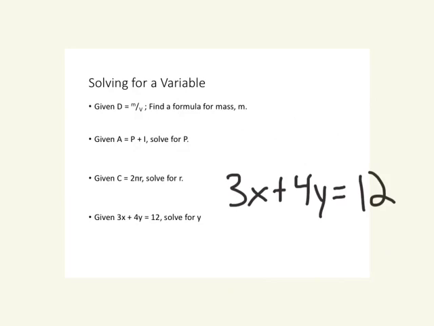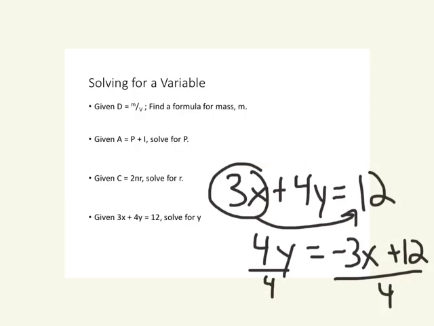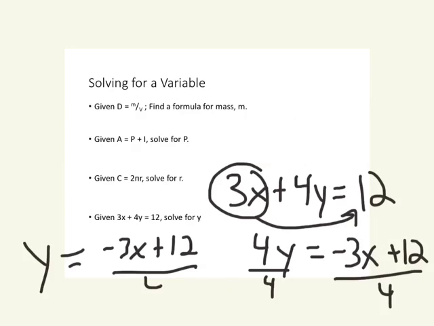So to get y by itself, I'm going to take the 3x and move it over. So now I have 4y equals negative 3x, change sides, change signs, and that positive 12 did not move, so it stays plus 12. Now to get y by itself, I divide everything by 4. So my answer is y equals negative 3x plus 12 divided by 4. And if I wanted to, I could simplify that a little bit, because I could divide both terms by 4.